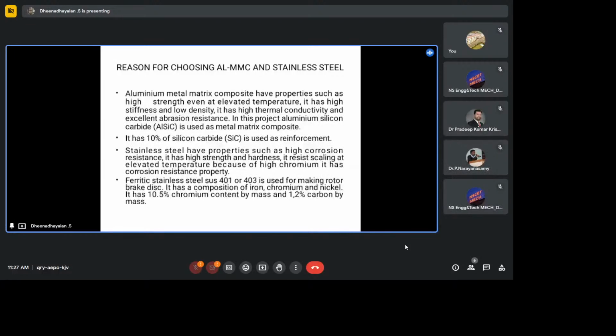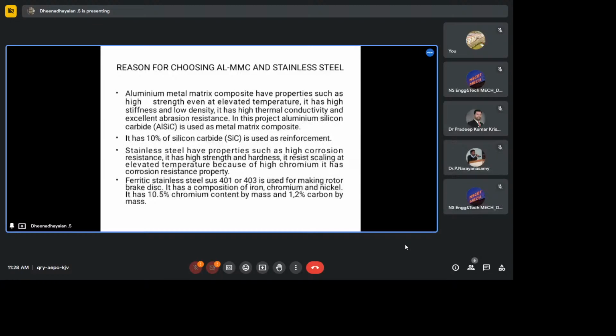Aluminum metal matrix composite has high strength at elevated temperature, high stiffness, and low density. It has high thermal conductivity and excellent abrasion resistance. 10% silicon carbide is used as reinforcement.